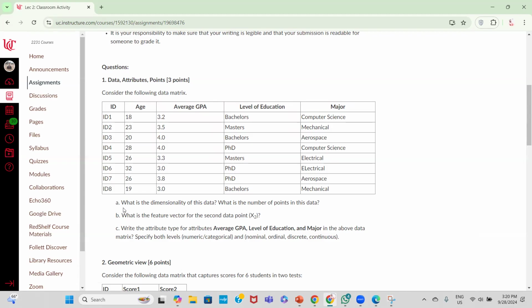And from this, you have to understand what is the dimensionality of this data. What is the number of points in this data? What is the dimensionality of this data? Rows. What is the feature vector for data point x2? What is the attribute type of average GPA? What is the attribute type of level of education? What is the attribute type of measure?